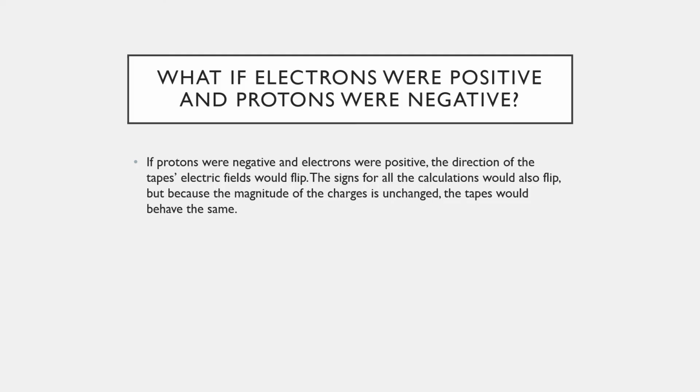Moving on to the conclusion questions, if protons were negative and electrons were positive, the direction of the tape's electric fields would flip. The signs for all the calculations would also flip, but because the magnitude of the charges is unchanged, the tapes would ultimately behave the same.